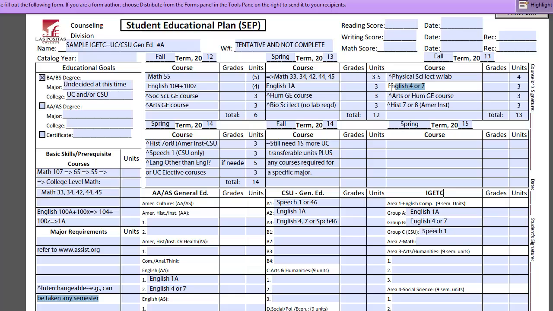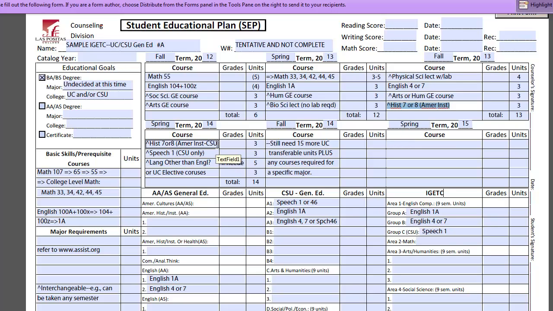Okay, the next class you would sign up for is English 4 or 7, Arts or Humanities GE course. The American Institutions requirement is a CSU social science requirement, but it will also satisfy the UC social science course requirement as well. So I put it in here, History 7 or 8, for a total of 13 units.